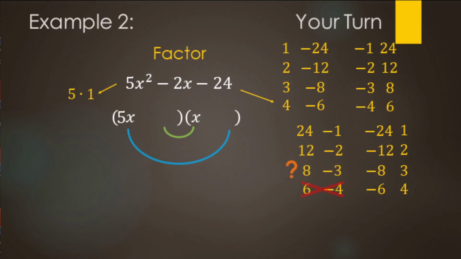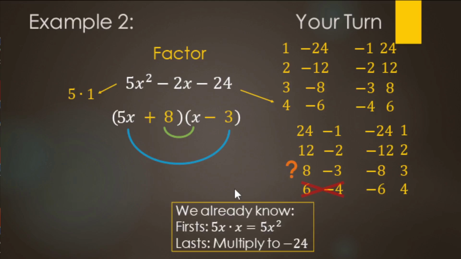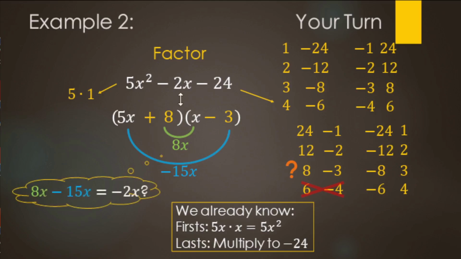Let's try 8 and negative 3. Here we go. Checking the outers and the inners. We already know the first and last are good. 5x times negative 3, negative 15x. 8 times x, 8x. Add those up and you get a negative 7x. We were hoping for negative 2x. Doesn't equal. So we know that 8 and negative 3 are not part of the answer.